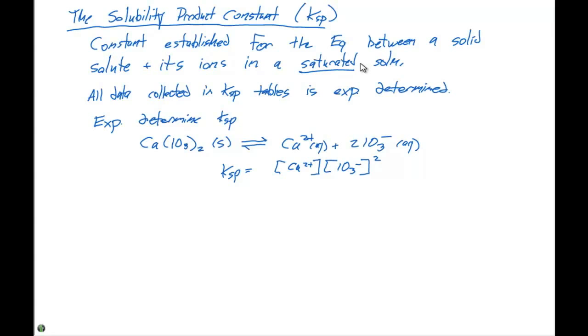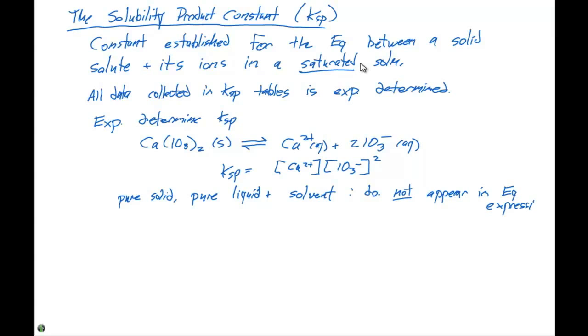One of the things that we can say is that if you have a pure solid, a pure liquid, and a solvent, these do not appear in the equilibrium expression. So in this case, we have the calcium iodate as a solid, but that's not going to show up in here, so our KSP is going to be the concentration of the calcium 2 plus times the concentration of IO3 minus squared, divided by 1. So all of our KSP expressions are going to look like this, because if we're looking at a KSP, we're talking about a solid dissolving into ions. So this is how the chemists set this up, and this is the notation and the convention that we must use.